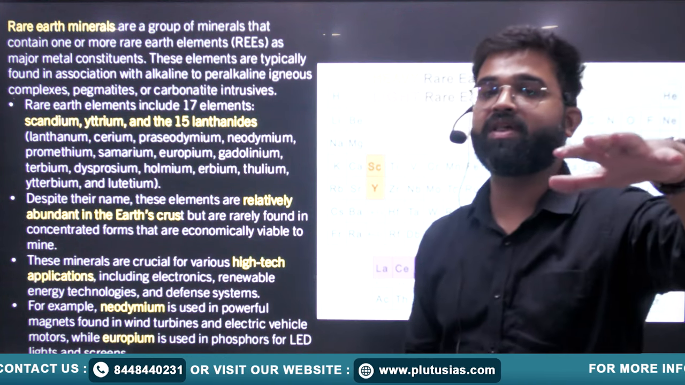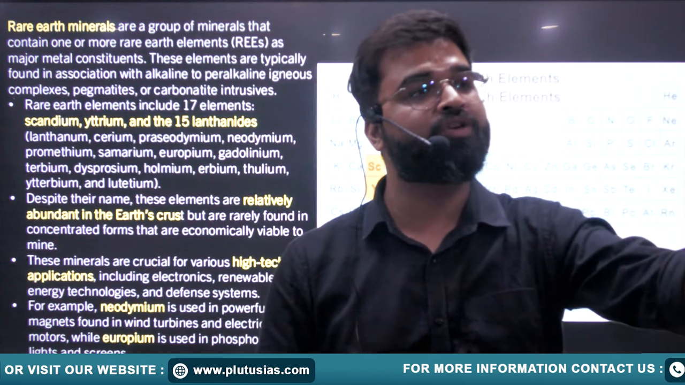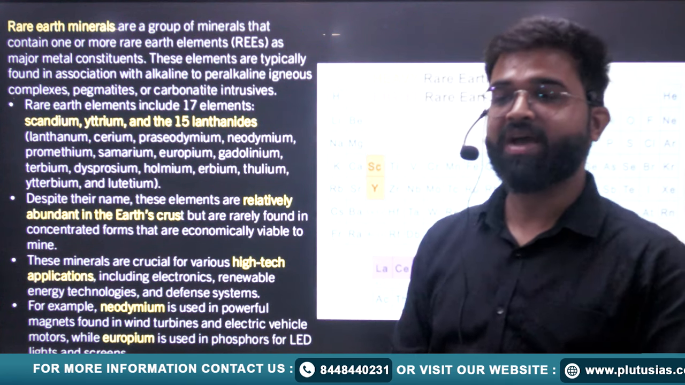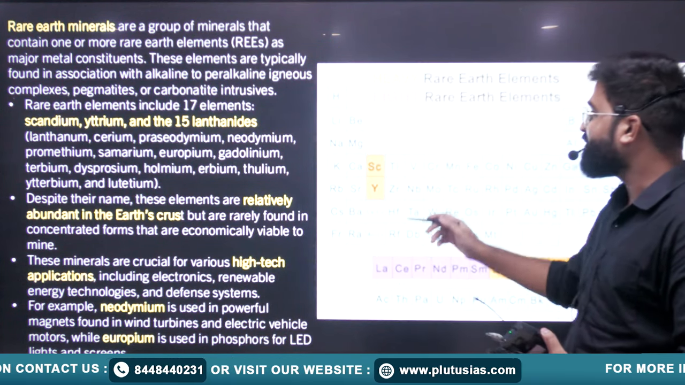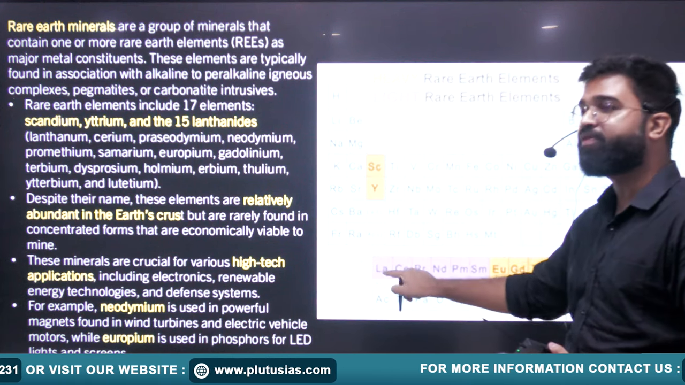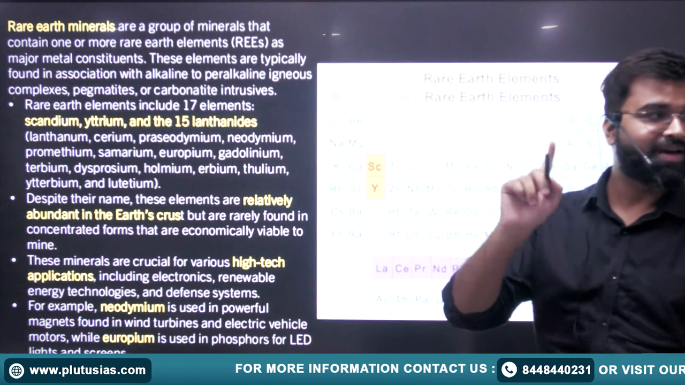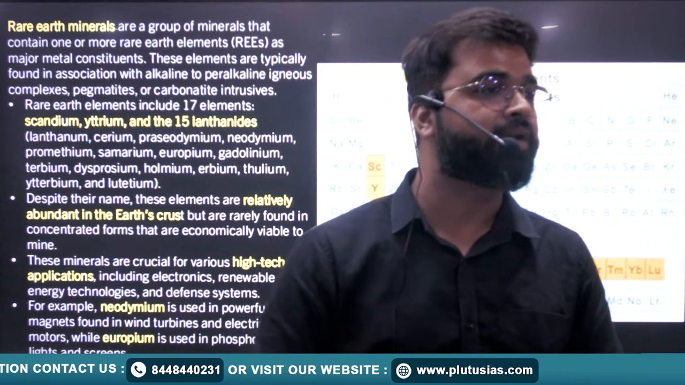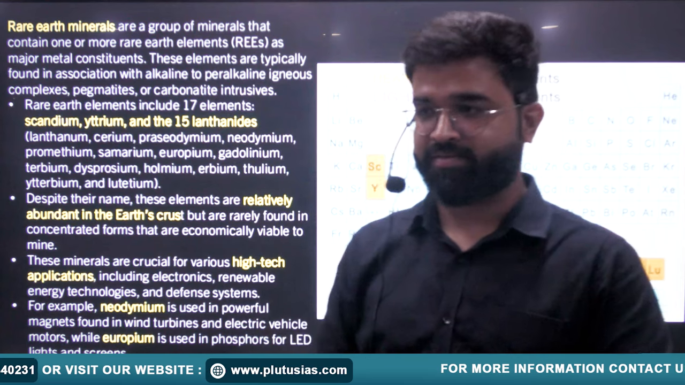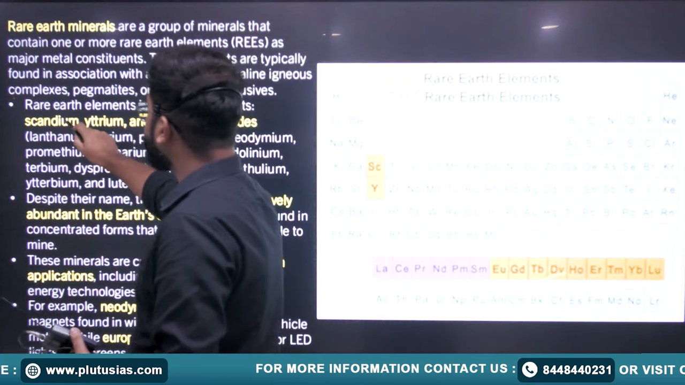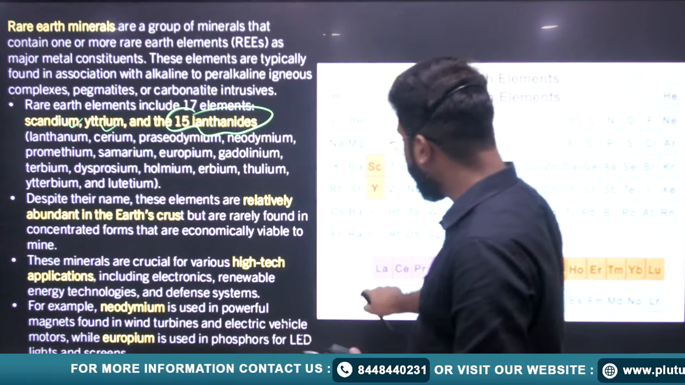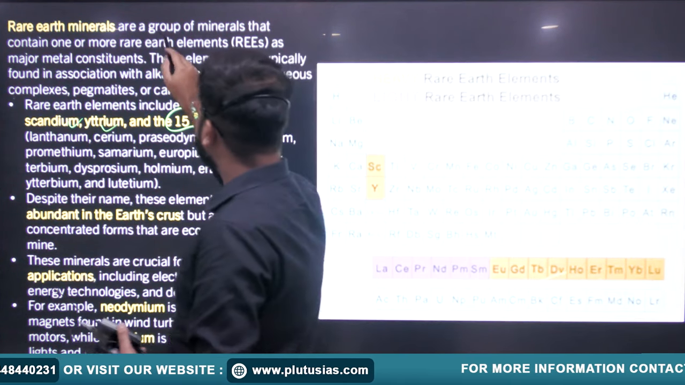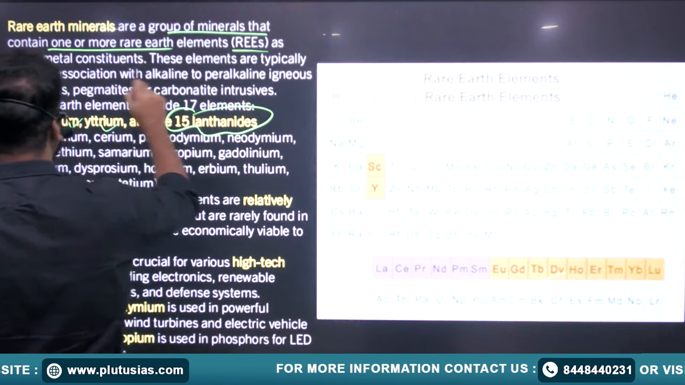The last topic, that is rare earth minerals. As we have said, critical mineral is an umbrella term and rare earth minerals are part of critical minerals. So what are rare earth minerals or rare earth elements? Chemistry yaad hai sabko 10th class ka? Okay, so scandium, yttrium and 15 lanthanides are known as rare earth elements. This is the definition of rare earth elements: 2 plus 15, overall 17 rare earth elements are there. Ye 10th class mein tha. Okay, that is scandium, yttrium and 15 lanthanides. This particular group is known as lanthanides. They are known as rare earth elements or rare earth minerals, the group of minerals that contain one or more rare earth elements as a major constituent.